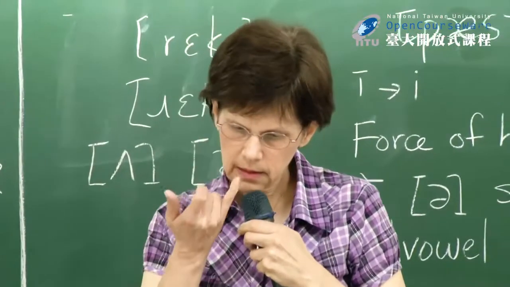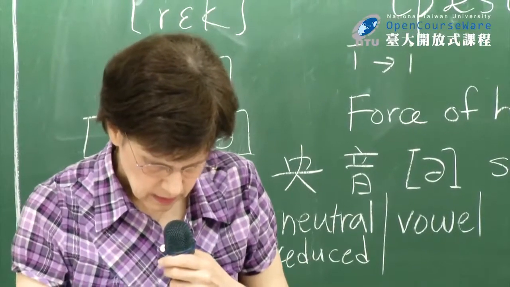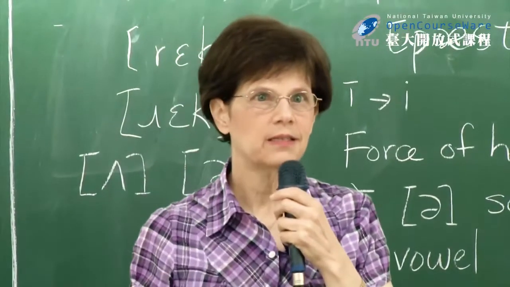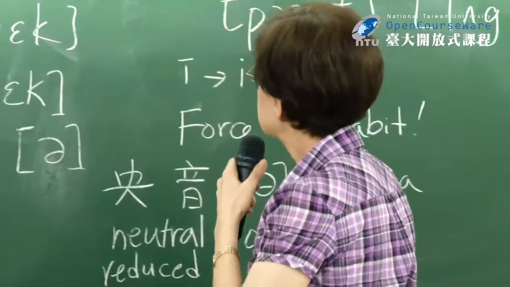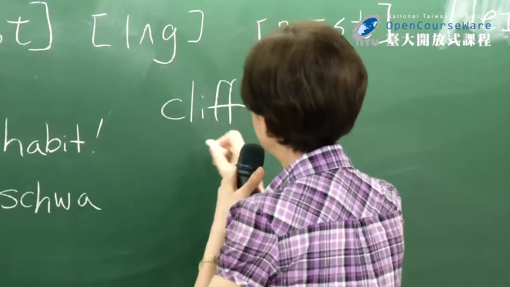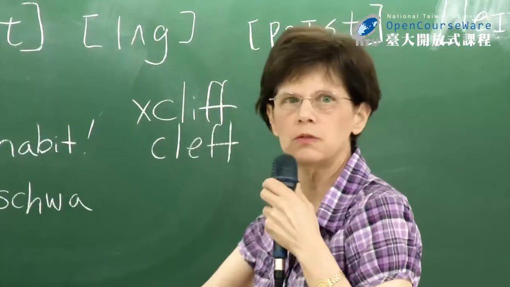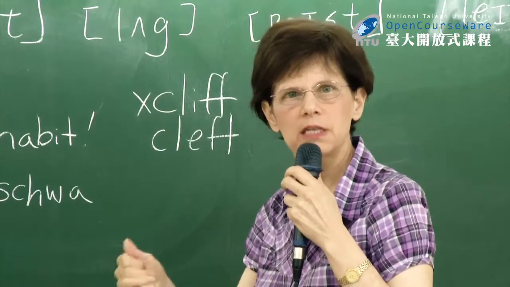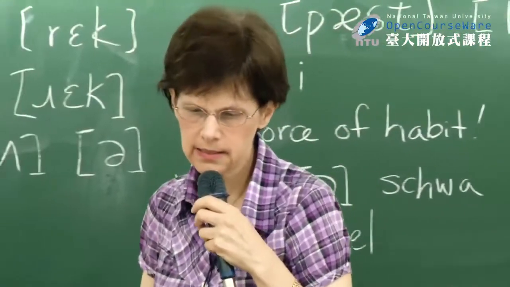Another one, 那个唇腭裂 how do we say that in English? How do you spell it? 不是悬崖不是 cliff, it's a cleft. Cleft means cut in two or split into two, cleft. 这是分开裂开的意思 cleft palate.